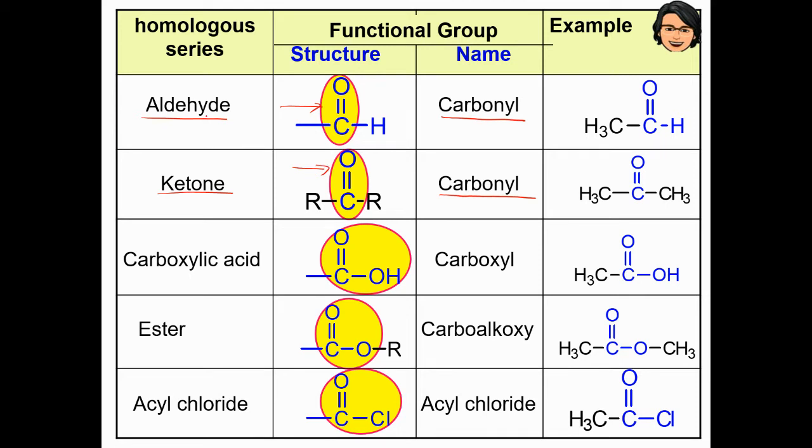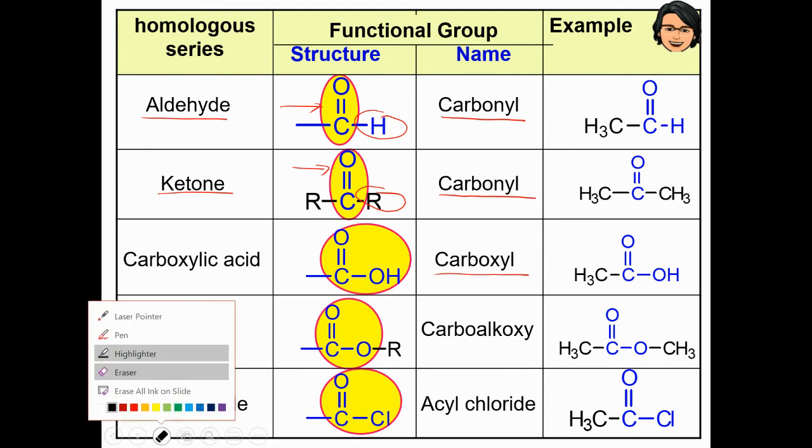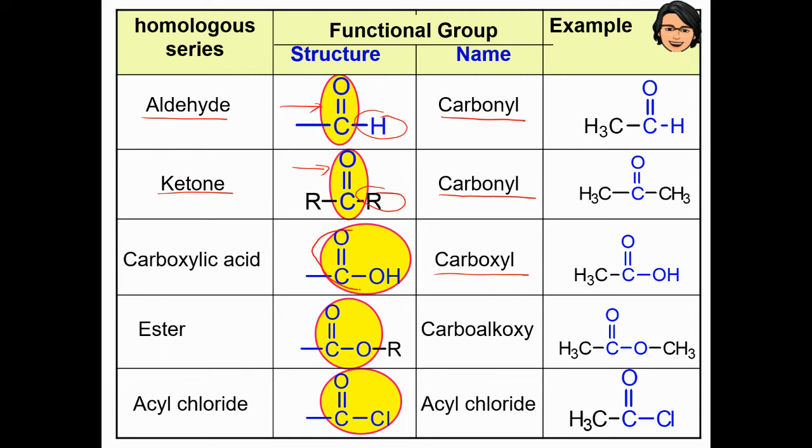But what makes the homologous series different? That is the hydrogen attached to the carbonyl group. For ketone, it cannot have hydrogen attached to the carbonyl group. It must be in between at least 3 carbons. Another one, we have carboxylic acid. We name it as carboxyl, where the C double bond O is attached with OH. When we circle it, we circle the whole thing: the carboxyl group, C double bond O and OH.